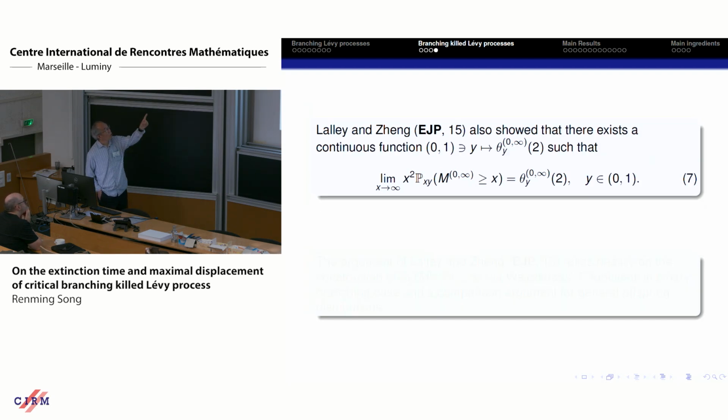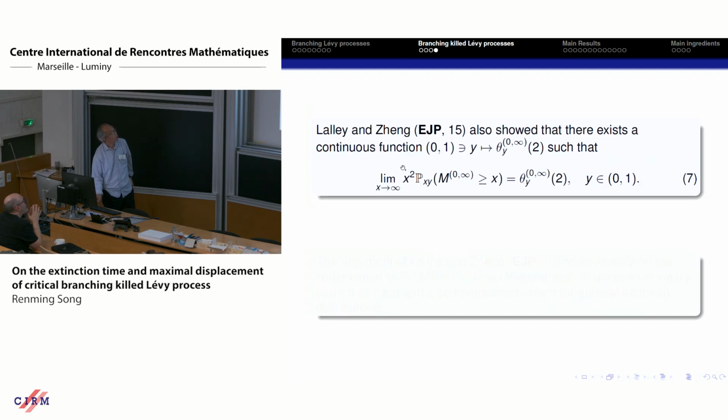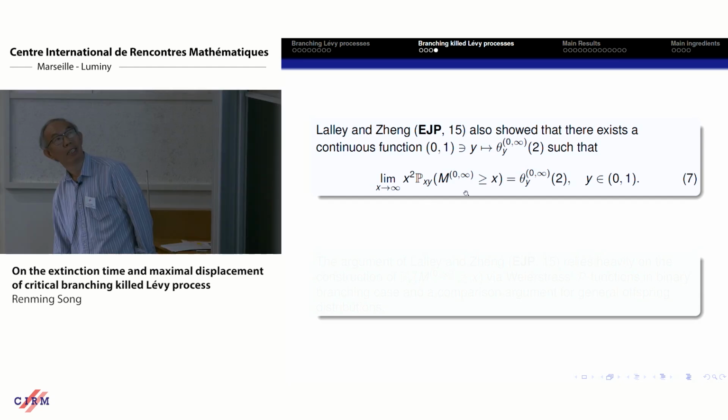And Lally and Zhang also show another result, showing that there's a continuous function theta t depending on a parameter y, which is between 0 and 1. Previously, the starting initial position y was fixed, then you let the level go to infinity and study the tail behavior. They also prove that when you start not from y but from x times y, and the level is x, then x squared times this quantity goes to that limit.